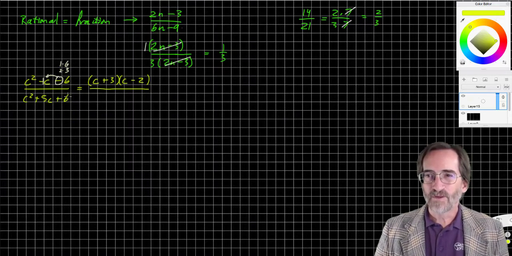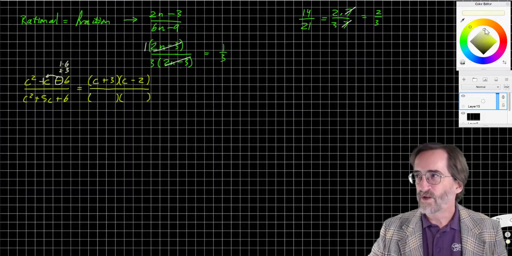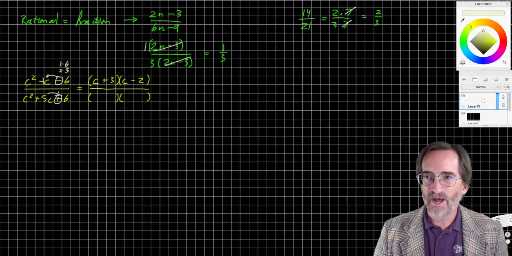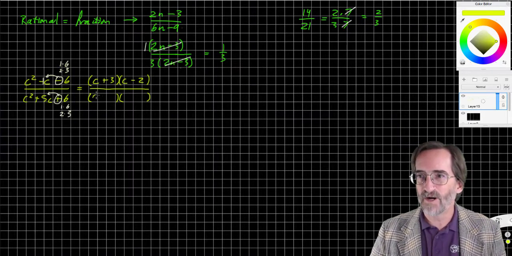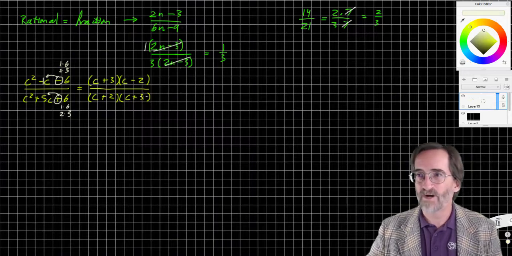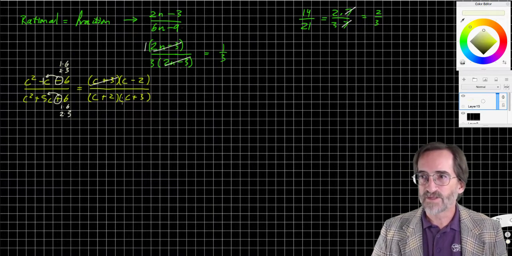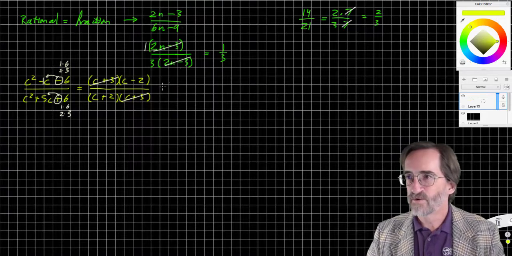Okay, same thing with the bottom. So write 2 sets of parentheses. We need 2 factors of 6 that add to make 5. 1 and 6 add to make 7. 2 and 3 add to make 5. So it's 2 and 3 again, but this time they're both positive. c plus 2, c plus 3. Now look for any common factors shared between the top and the bottom. c plus 3 is in both places. And so we can cancel that out, and we're left with c minus 2 over c plus 2.